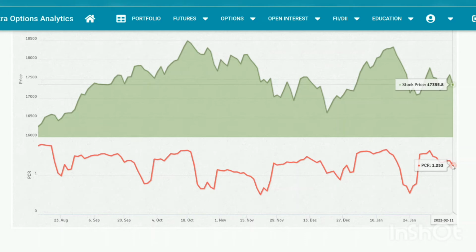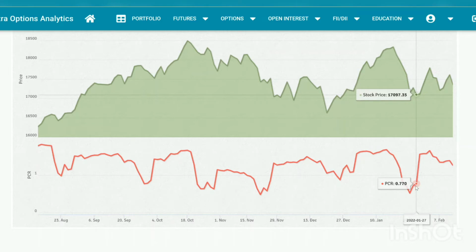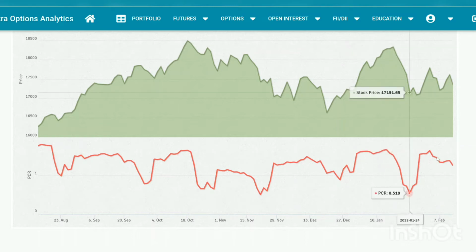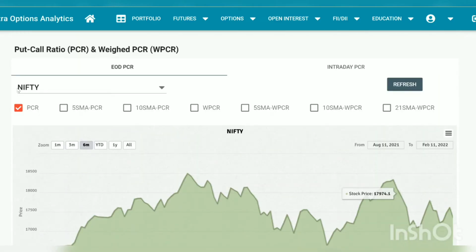This is how I track it. We know that below 0.80 it is in the oversold territory, and above 1.60 or 1.80 it is in the overbought territory. This is how I can see the put call ratio. I make use of this particular site to know the put call ratio. This is for Nifty.